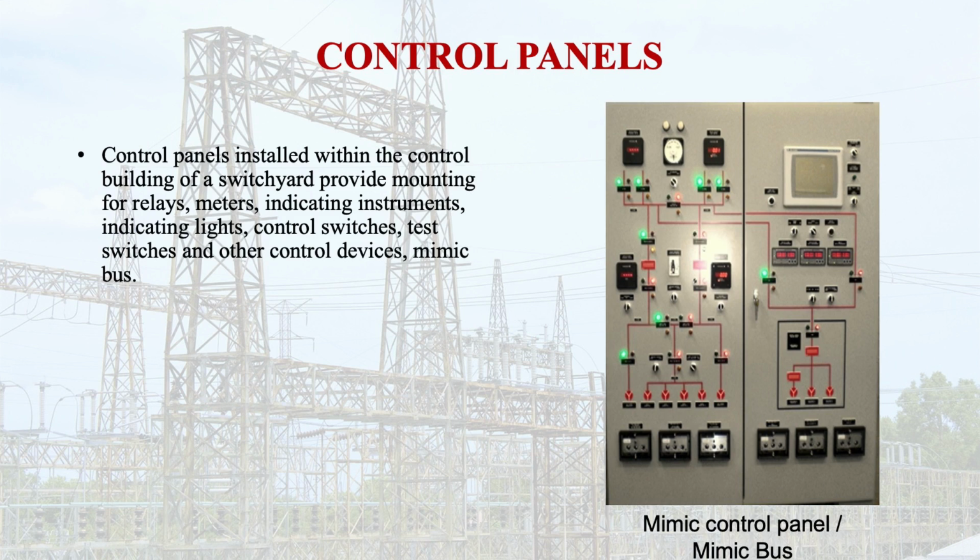So various kinds of controlling processes are done by these control panels, which are housed in the control building in a substation. Control panels are installed within the control building of the switchyard and provide mounting for the relays, meters, indicating instruments, indicating lights, control switches, test switches and other control devices, and the mimic bus.